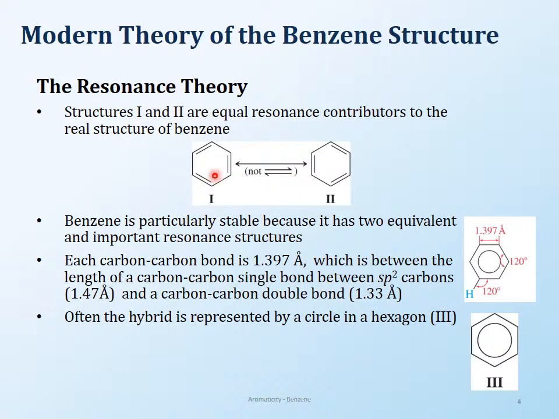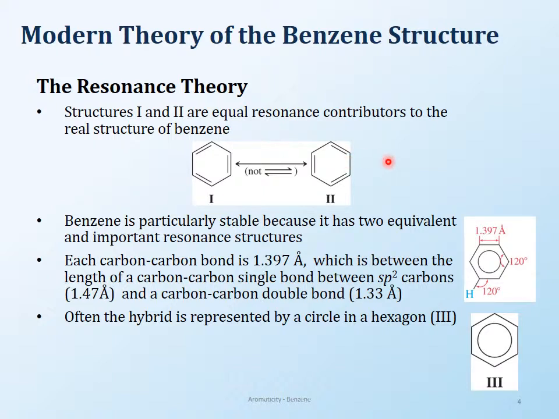So in which case the structure number 1 and 2 are equivalent. They're not in equilibrium, which means they're not two different structures, but they're actually resonant structures, hence this arrow on the top, not the equilibrium arrow. So it was considered that these two structures then are equally contributing to the resonance structure of benzene.